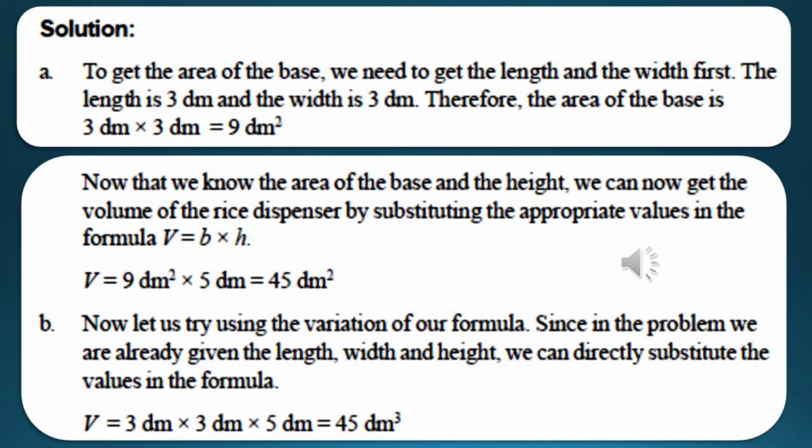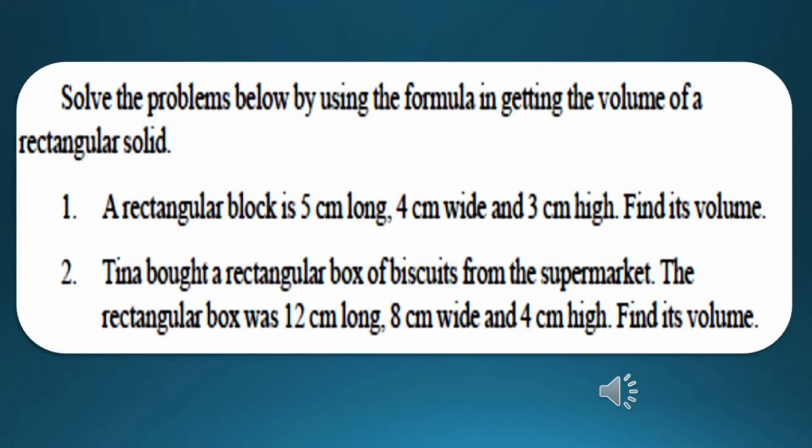Now let us try using the variation of our formula. Since in the problem we are already given the length, the width, and the height, we can directly substitute the values in the formula. Volume is equivalent to 3 decimeters times 3 decimeters times 5 decimeters. That gives us also 45 cubic decimeters. For 7 minutes, try to solve the problems by using the formula in getting the volume of a rectangular solid.